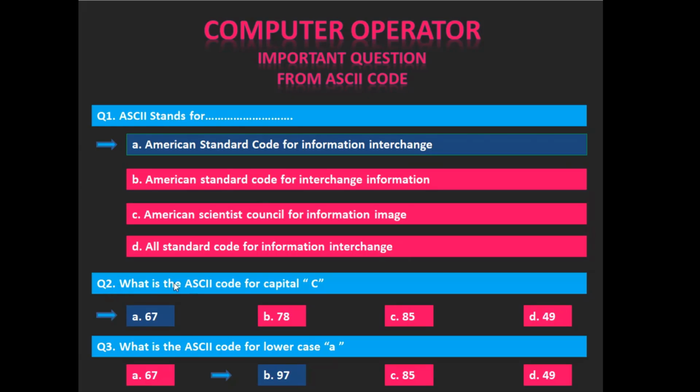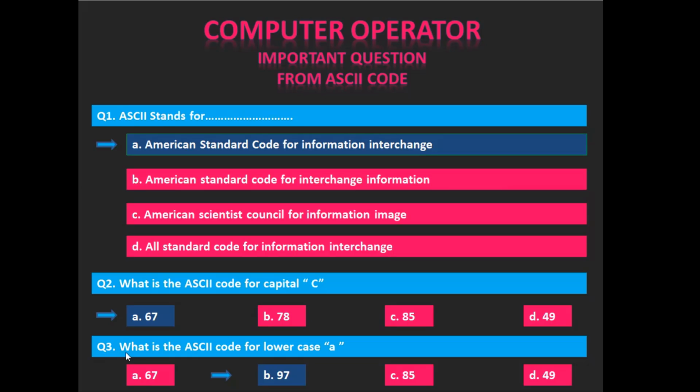Question number 2. What is the ASCII code of capital C? Option A 67, option B 78, option C 85, option D 49. The right answer is 67.